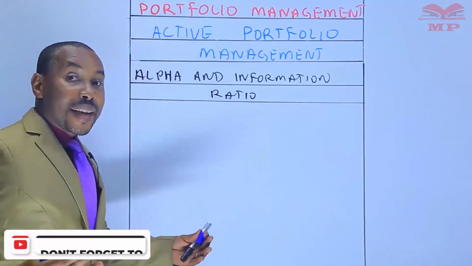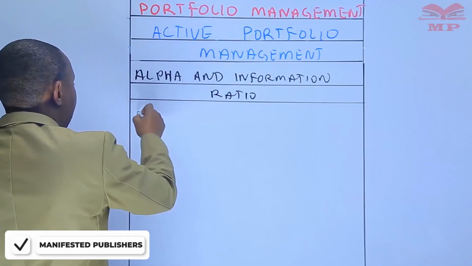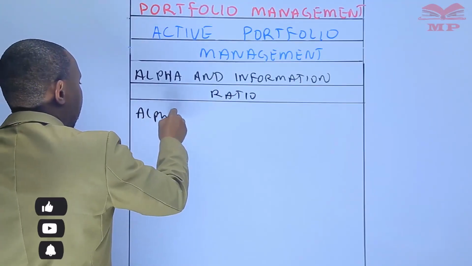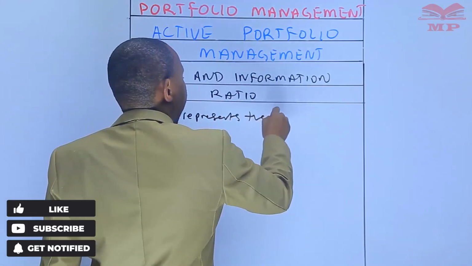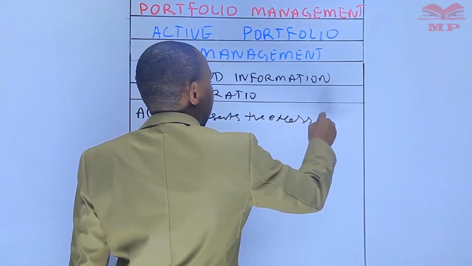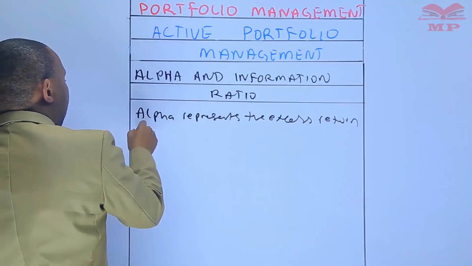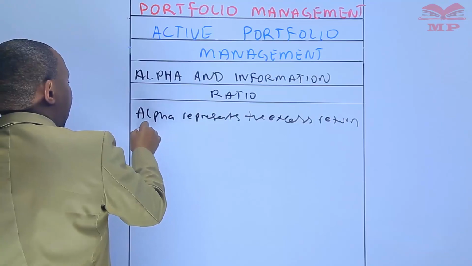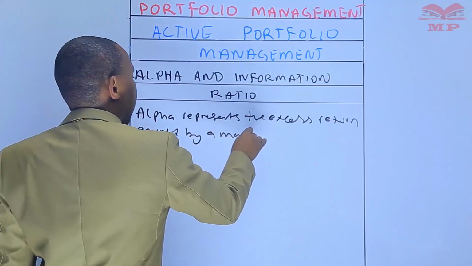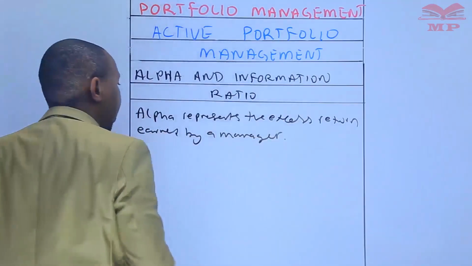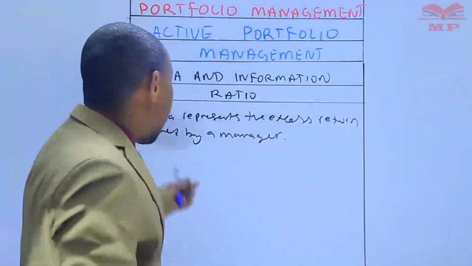Alpha represents the excess return. And so we can start off by saying that alpha represents the excess return earned by a manager. And what are the components of this alpha here?